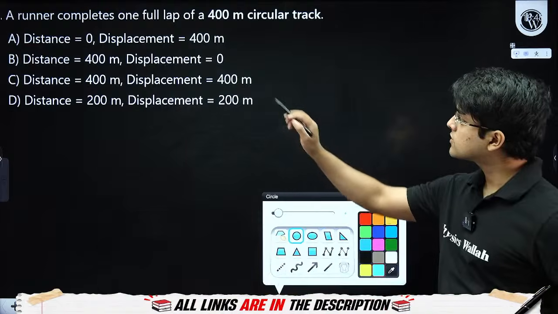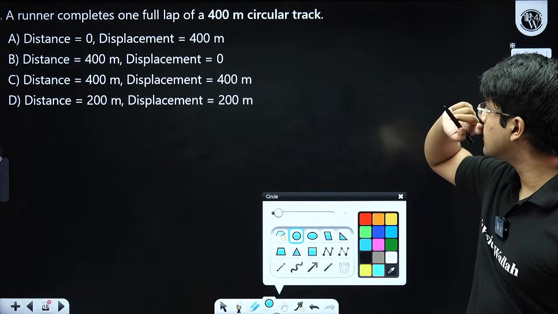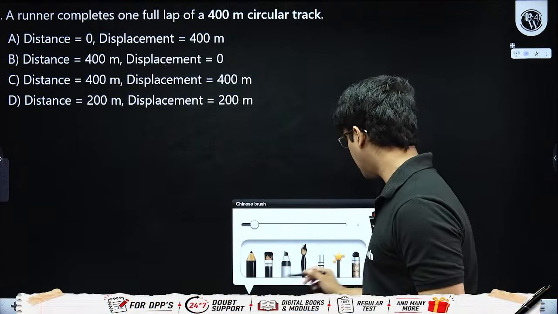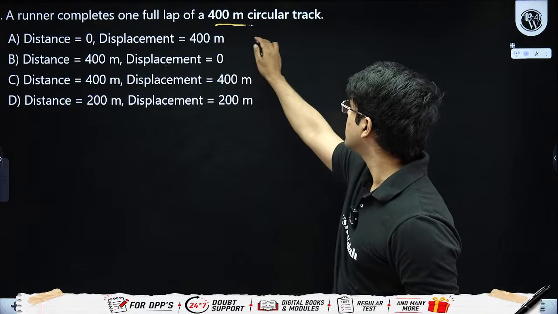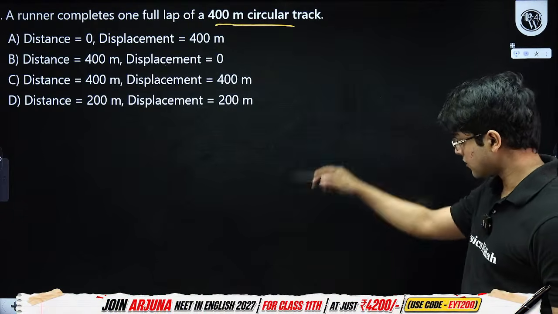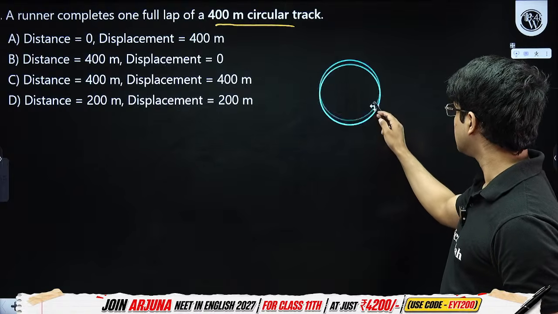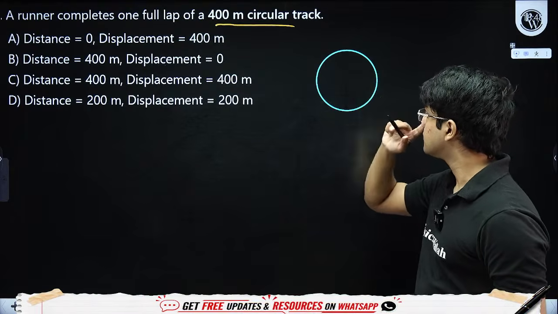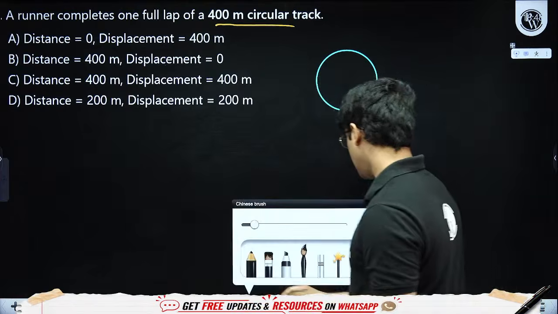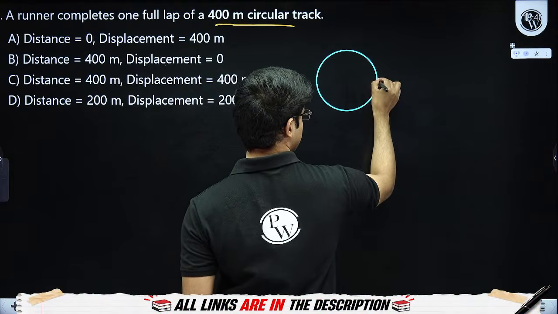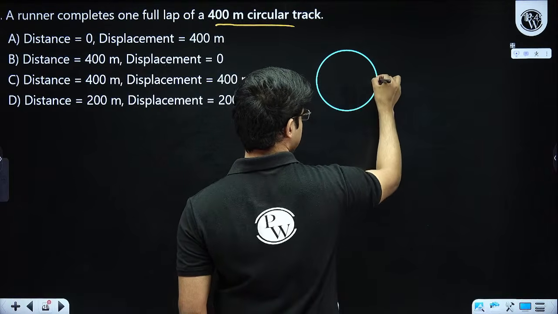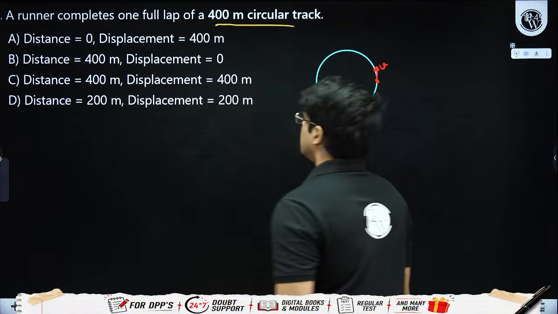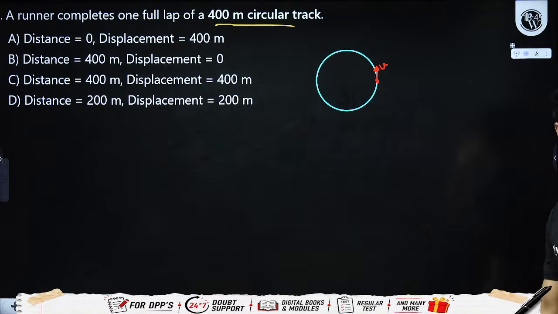Here the question is, someone runs a full lap of a 400-meter circular track. So this 400 meter is the length of the track. The 400 meter here is basically the circumference of the track. So this is the track in which the runner runs. The length of the circumference is 400 meters. So if he runs one full lap, which means he starts here and completes one circular motion, he runs one full circle, then what is the distance and displacement is the question.